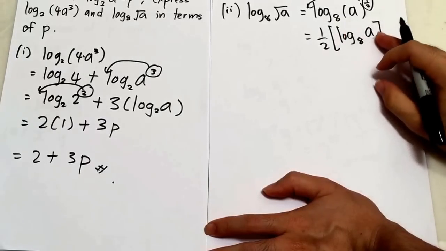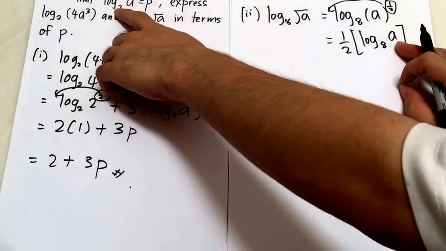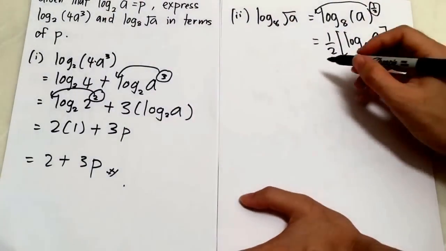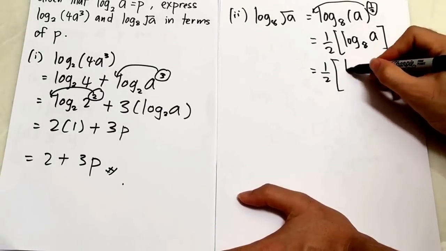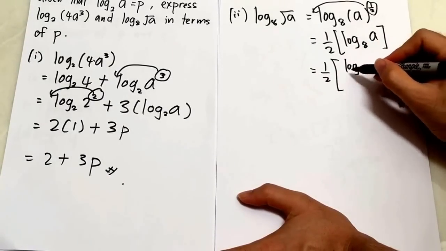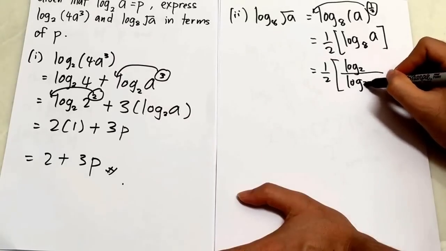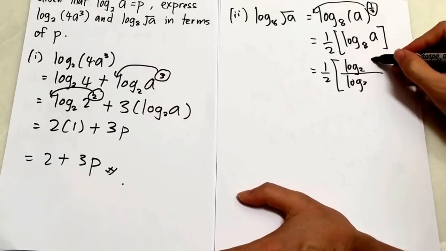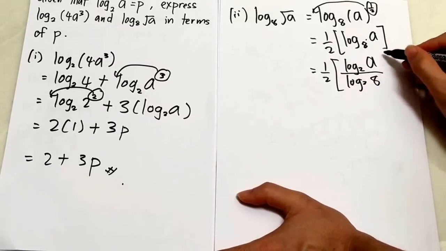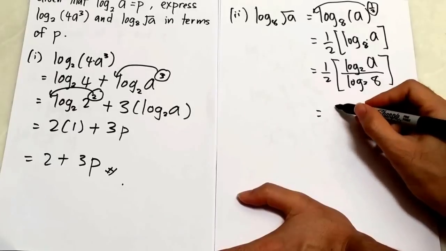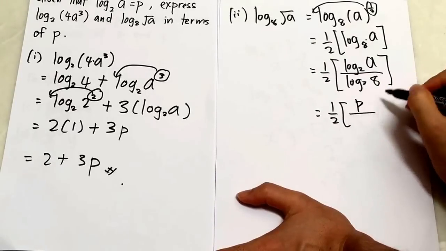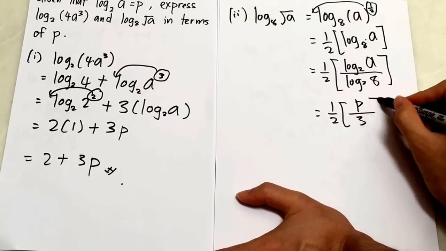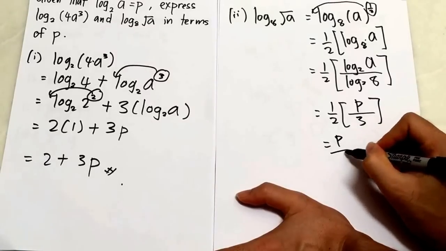But I cannot change this one to p because p is base 2 and this is base 8. So the first thing coming to my mind is I have to change base. I say change base, just write whatever log you want over whatever log you want: log 2 a over log 2 8, with a on the top and the base at the bottom. So you have half. This is p, and log 2 8 is equal to 3. So it's p over 6.